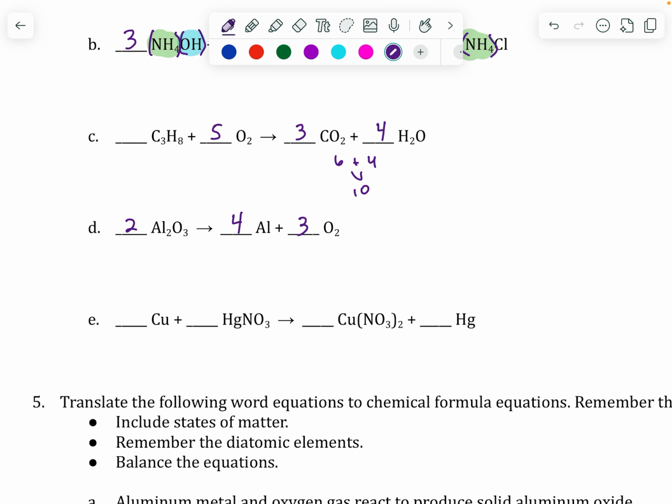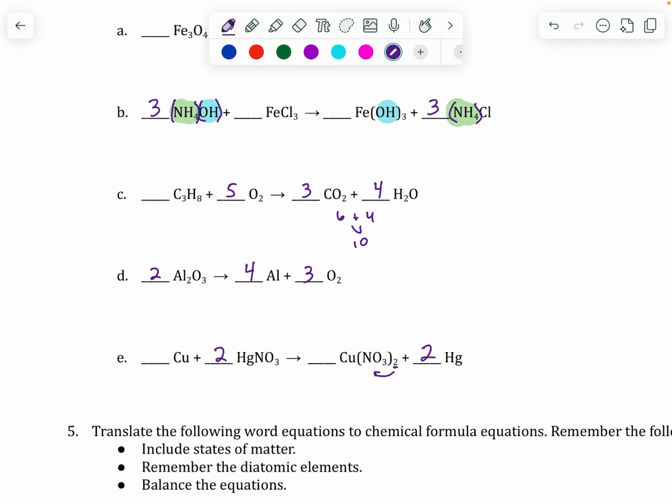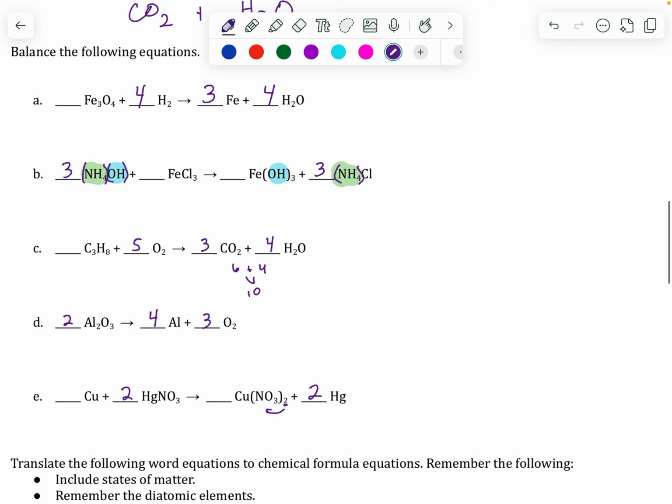All right, and then another polyatomic ion in here. But I noticed that the only thing that is off is that polyatomic. I have 2 of these groups here, whereas I only have 1 right there. So I'm going to put a 2 in front, and that's also going to give me 2 mercury atoms. So I'm going to put 2 mercury atoms there. All right, so there is our balancing section.